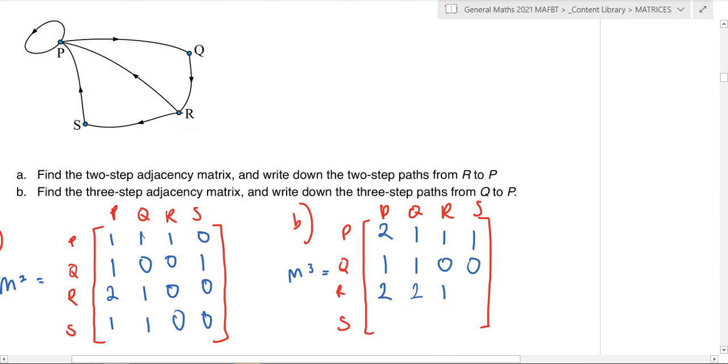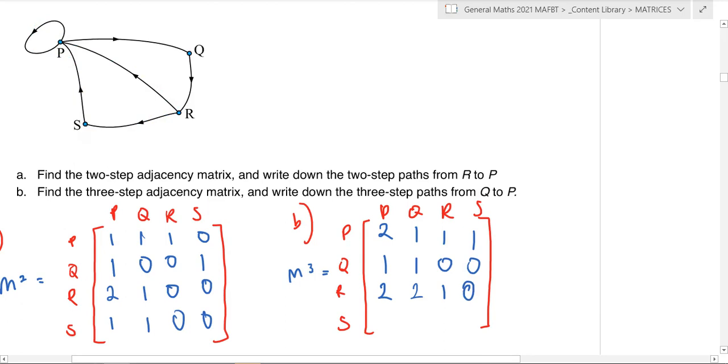R to S. Okay. That's a tricky one. You could go 1, 2, 3, but I'm already back at R. R, 2, 3. Nope, that won't work. 1, 2, 3. None of them. Okay, so R to S, there's 0.